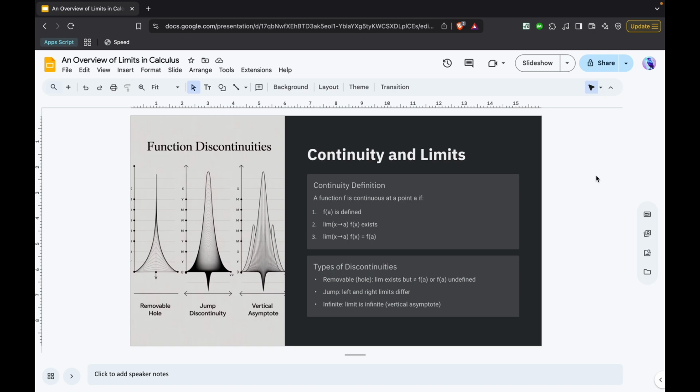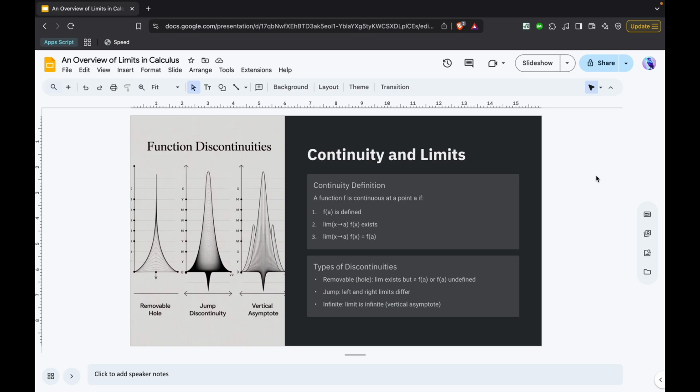So, the continuity definition: a function f is continuous at a point a if f of a is defined, the limit as x approaches a of f of x exists, and the limit as x approaches a of f of x is equal to f of a. What the third rule means is basically we can use the direct substitution property in order for this to be used. Now, there are different types of discontinuities, assuming it's not continuous.